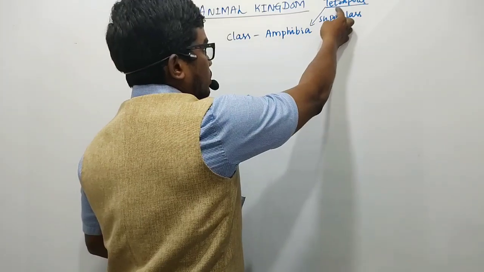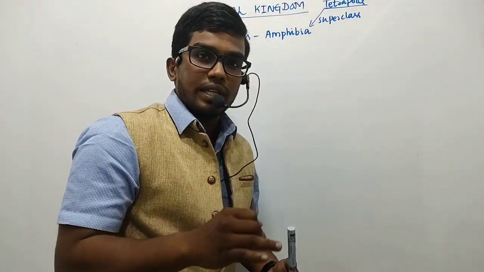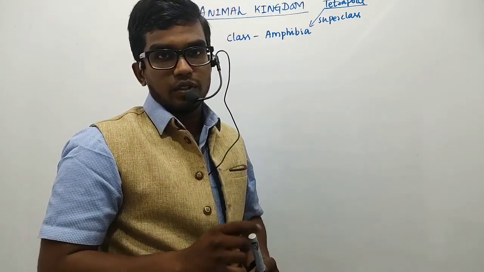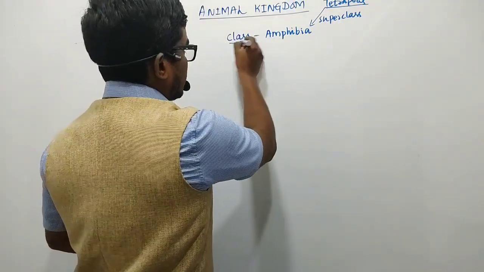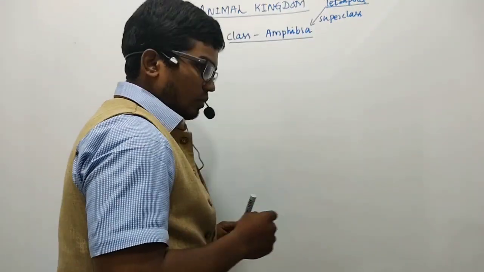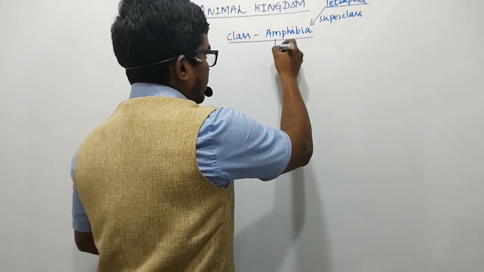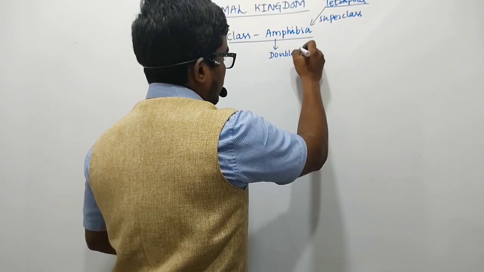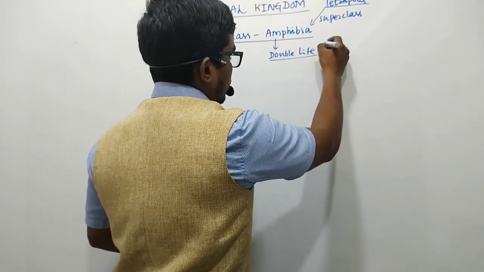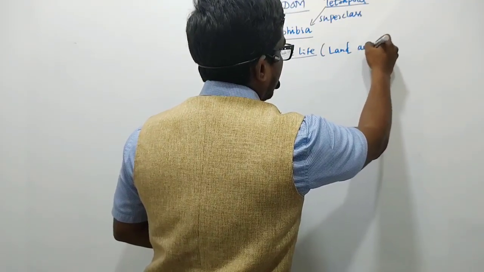Here tetrapods include four classes. First one is Amphibia, followed by Reptilia, then Aves and Mammalia. In that, we are going to discuss the first class, that is class Amphibia. So what does Amphibia refer to? Amphibia refers to dual life. They lead a dual or double life, that is they live both on land as well as in water.